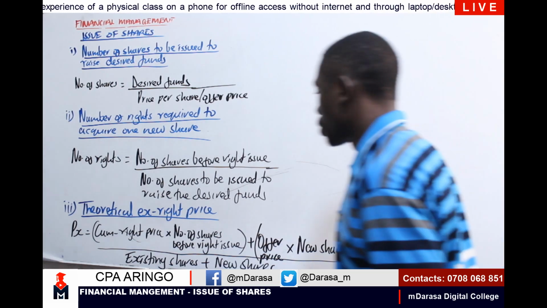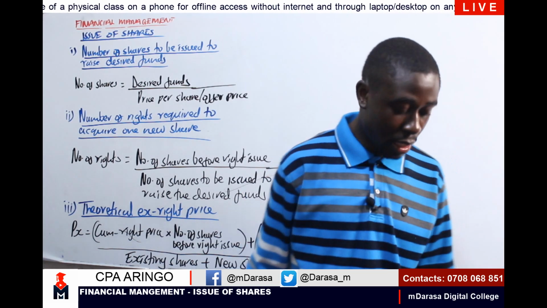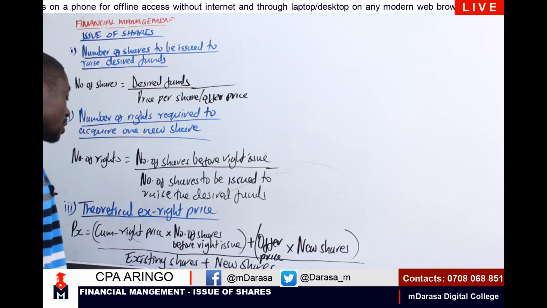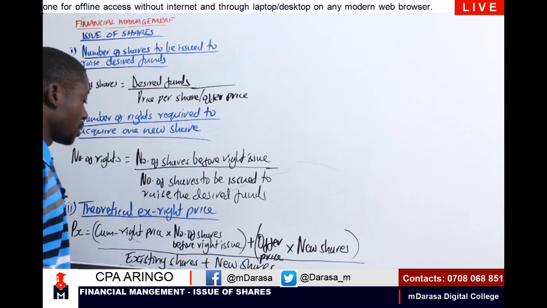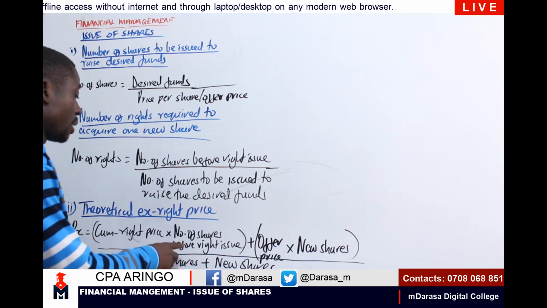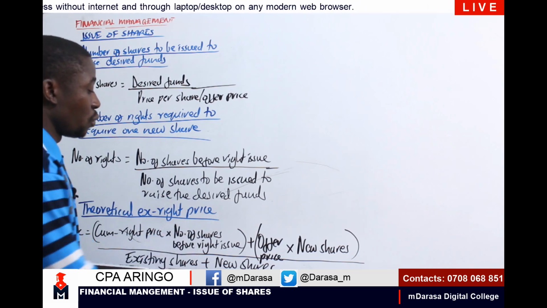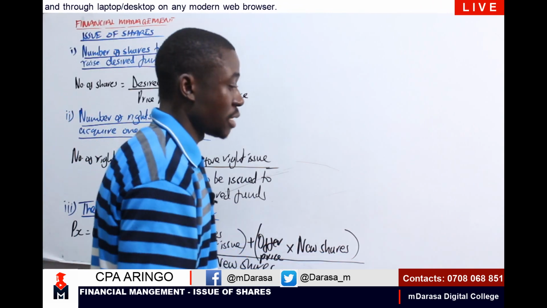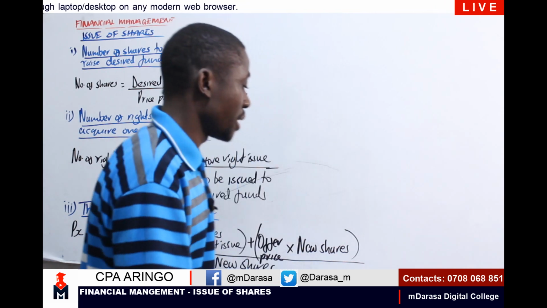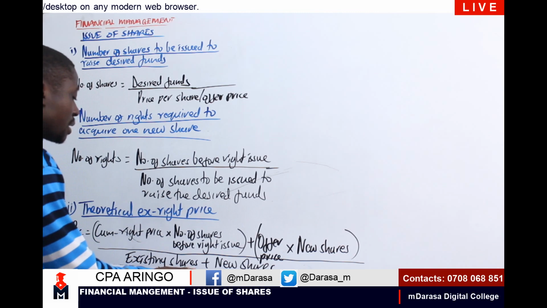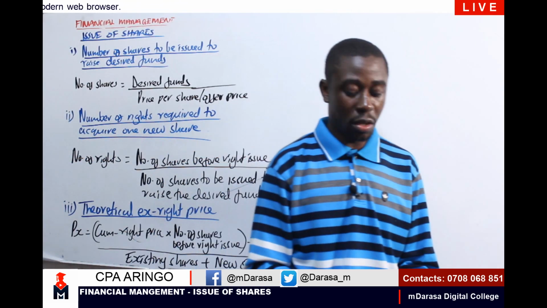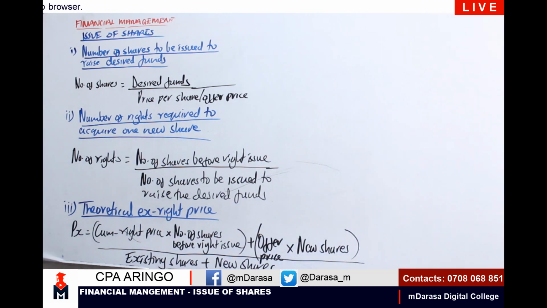So basically, we are talking of cum right price times the existing shares. The number of shares before rights issue is what you are referring to as the existing shares. We add the offer price or subscription price times the new shares. These are the shares that we are issuing to raise the desired funds. We divide by the existing shares plus the new shares. That will give us what we are referring to as theoretical ex-right price.